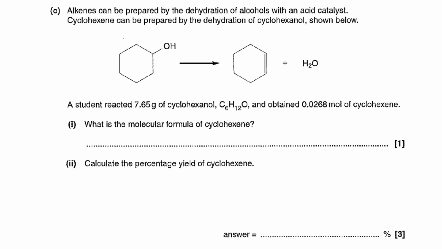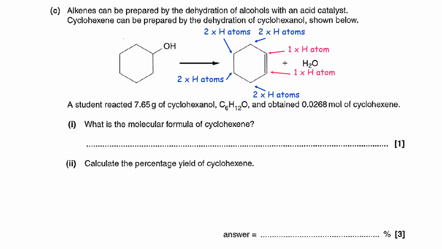The next part is a percentage yield calculation. So they first of all want the molecular formula of cyclohexene. So if we look at the structure and carefully consider how many atoms are present at each carbon, there's clearly 6 carbons, but if you add all the hydrogens up, you've got 10 hydrogens, so it's C6H10.